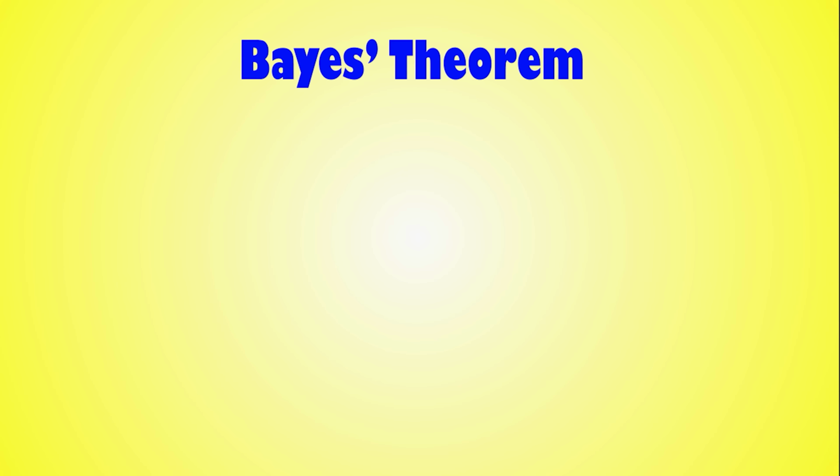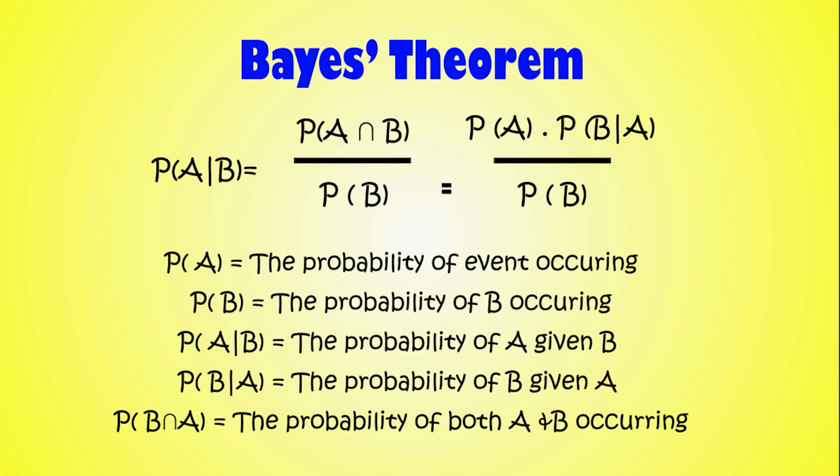Bayes' theorem. Bayes' theorem is a mathematical concept used to update probabilities based on new information. Developed by Thomas Bayes in 1763, the theorem helps revise predictions based on conditional probability. Bayes' theorem is: probability of A given B is equal to probability of A intersection B over probability of B, or probability of A times probability of B given A over probability of B.